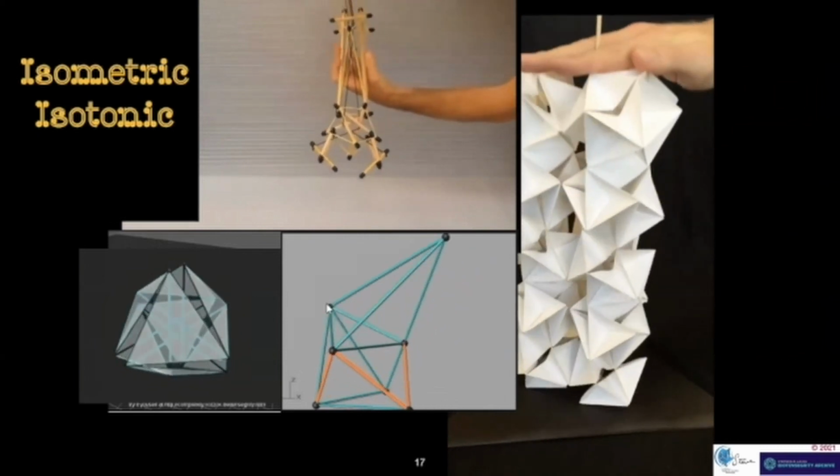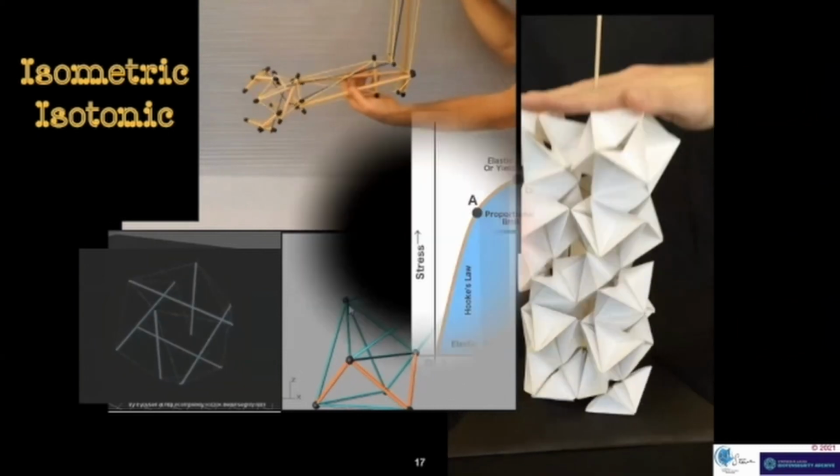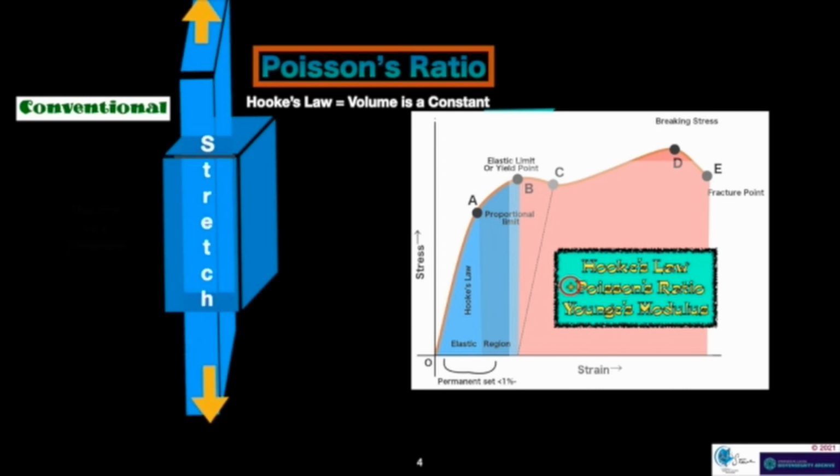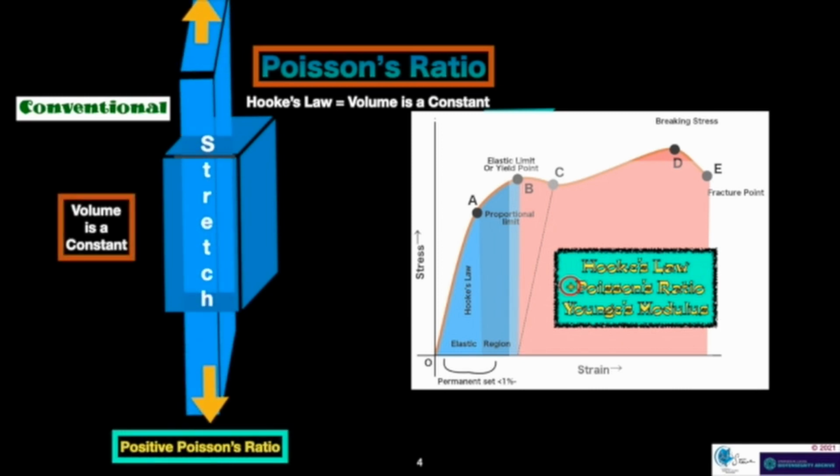So that gets us to Poisson's ratio. And so in conventional structures, being regular engineering structures, you have positive Poisson's ratio, so that when you pull on the structure and stretch it, which is what you're doing, it gets longer and thinner. And that's Hooke's law. Hooke's law says that the volume remains a constant when you stress a structure and change its shape.